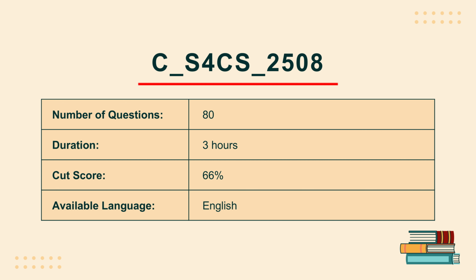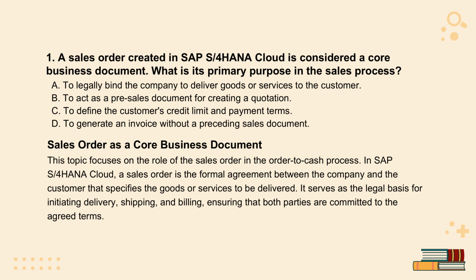Right. So think of it like this. Those materials cover maybe 80 questions in 3 hours, aiming for a 66% pass. We're taking all that, stripping away the test anxiety, and just getting to the core insights. Okay, let's unpack this. Let's kick things off right where the money starts, the sales order. What's its absolute main job from a business perspective?